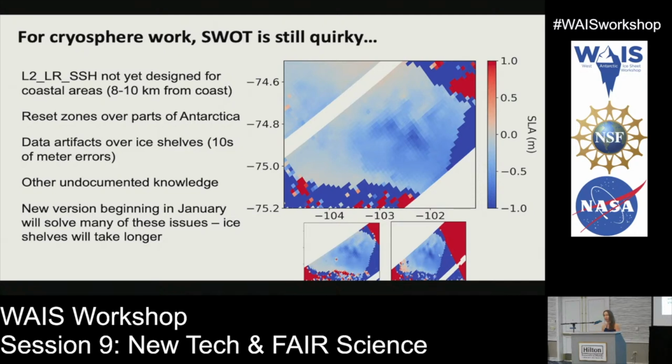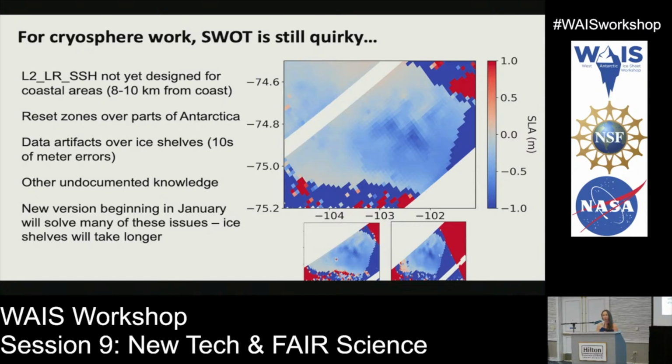But you'll have to keep in mind that this is a new satellite mission. This was launched on December 16th, 2022, and the first public data came out only a year ago. And this was a mission that was not designed for the cryosphere and had no cryosphere scientists really on it. So it really is still very quirky data.